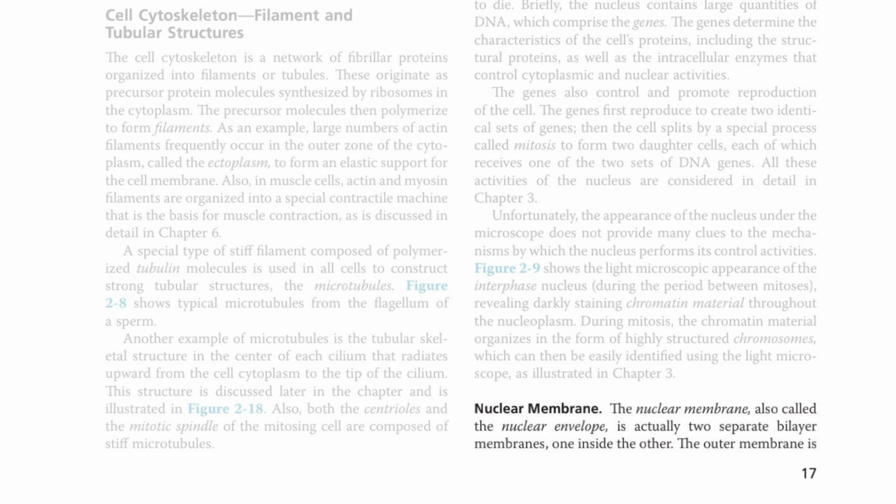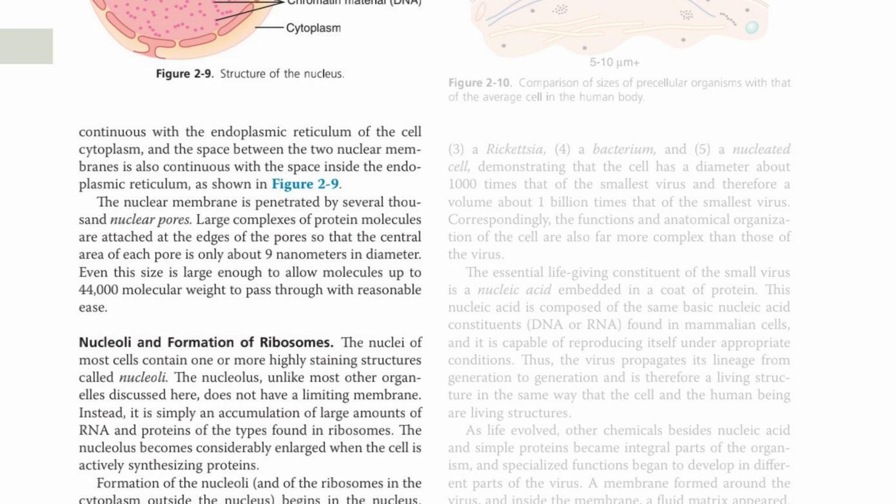Nuclear membrane. The nuclear membrane, also called the nuclear envelope, is actually two separate bilayer membranes, one inside the other. The outer membrane is continuous with the endoplasmic reticulum of the cell cytoplasm, and the space between the two nuclear membranes is also continuous with the space inside the endoplasmic reticulum, as shown in Figure 2-9. The nuclear membrane is penetrated by several thousand nuclear pores. Large complexes of protein molecules are attached at the edges of the pores so that the central area of each pore is only about 9 nanometers in diameter.